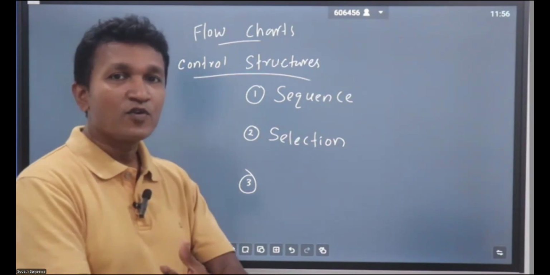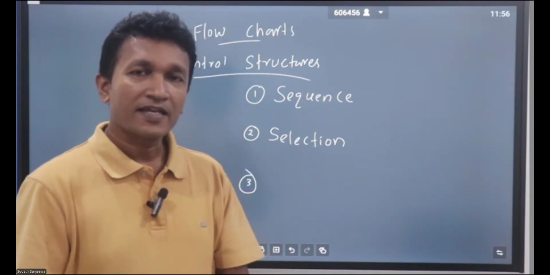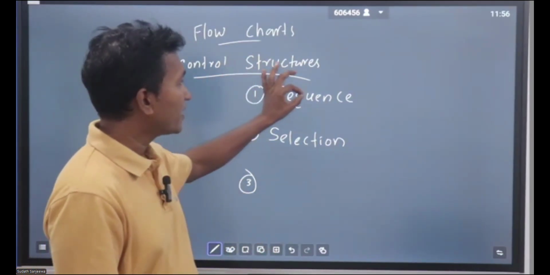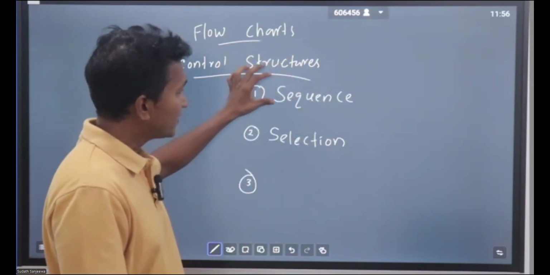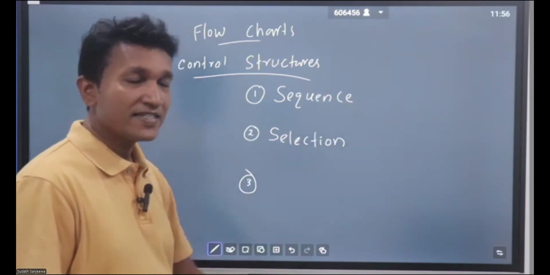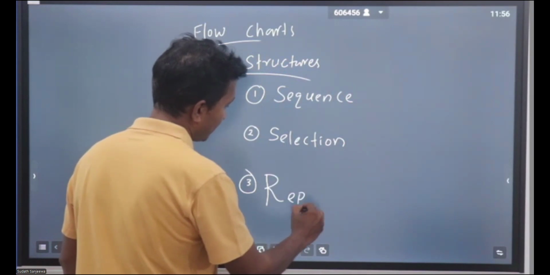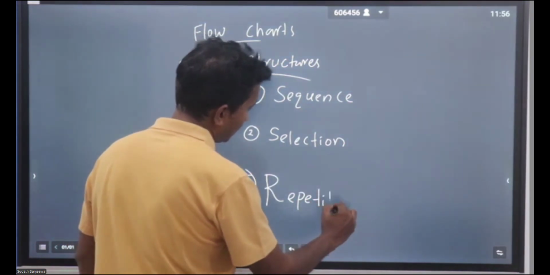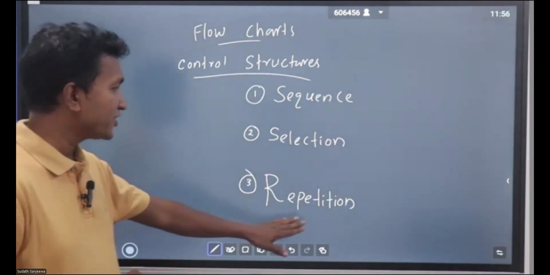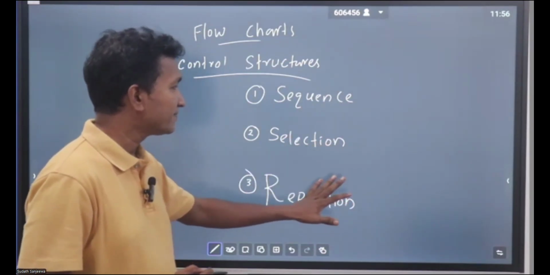We call this control structures. That means the way the flowchart is controlled is through this control structure. First one is sequence. Second one is selection. Third one is repetition. Sequence, selection, and repetition. Right?